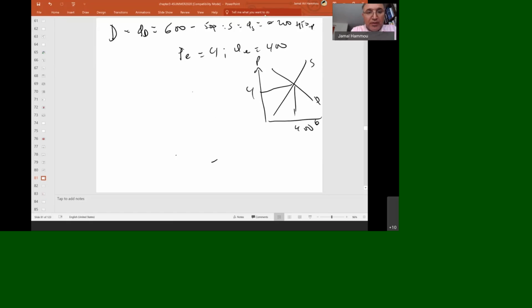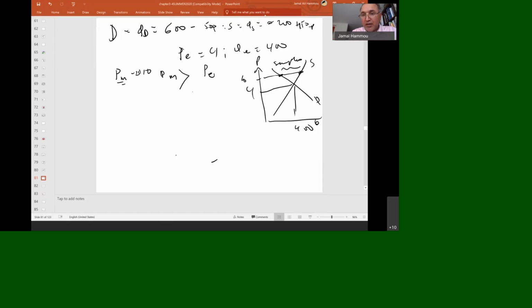So tell me what will happen if the market price is $10. The first thing you can see is that the price is greater than the equilibrium price. So 10 is here. It means you have a surplus. That's the first step. The second step is, how much is the surplus? You have to figure out the distance between these two points.